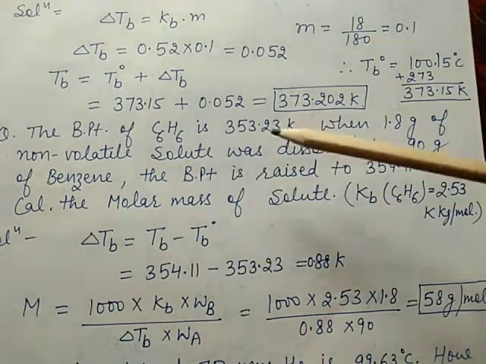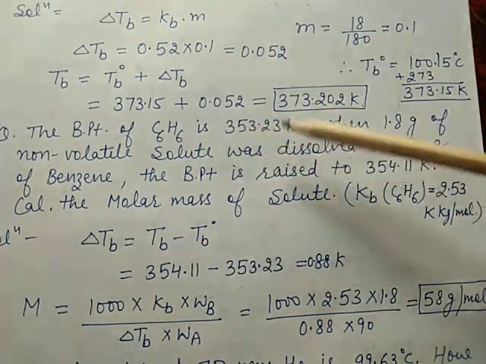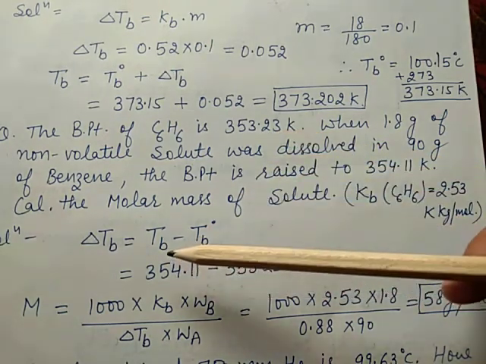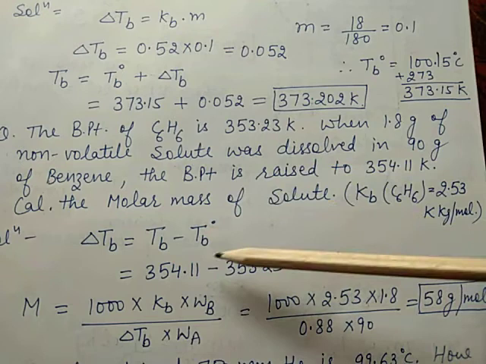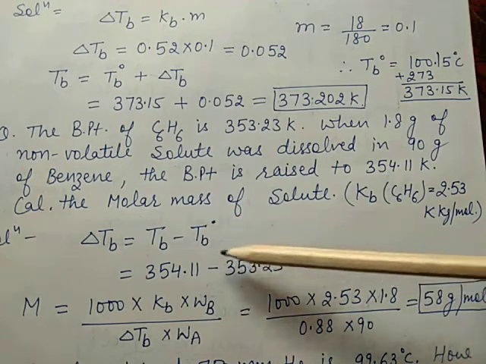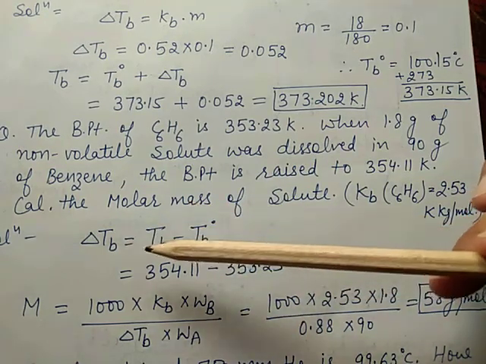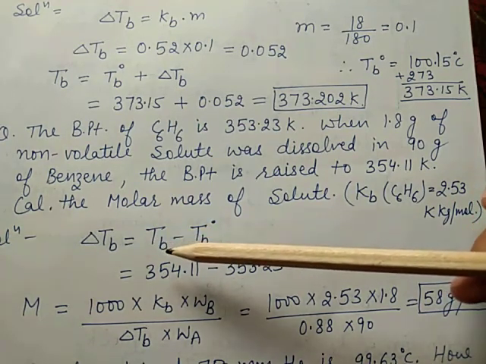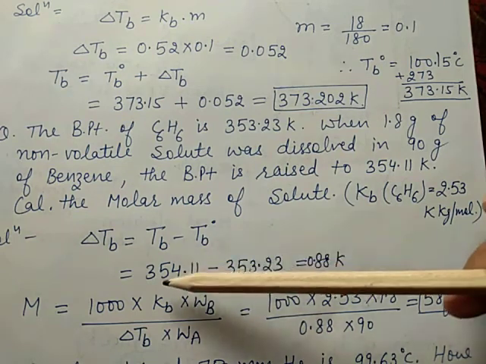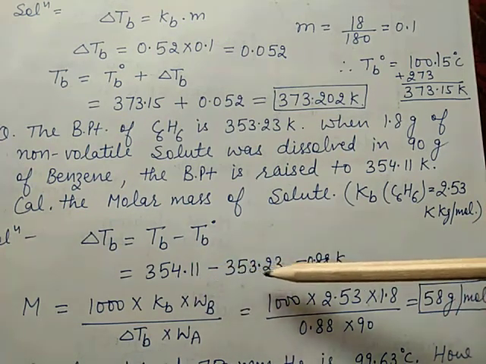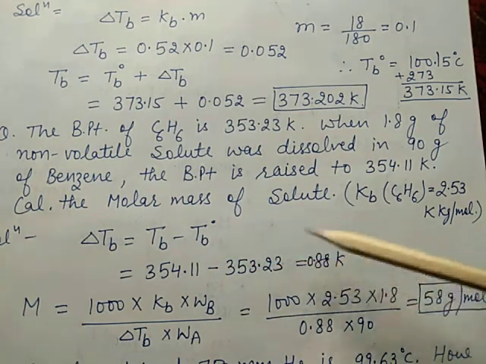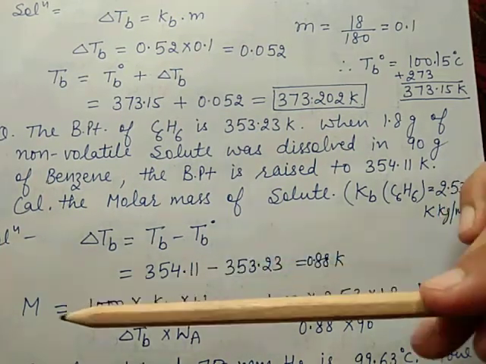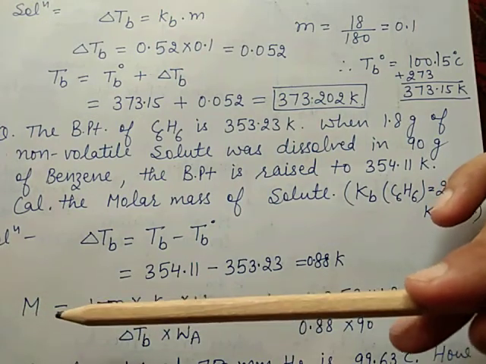Here two temperatures are given: the boiling point of benzene, that is the pure solvent, and that of the solution. Delta Tb is equal to the difference in boiling point of solution minus pure solvent, meaning 354.11 minus 353.23. Elevation in boiling point is 0.88 Kelvin. After that we apply this formula for molar mass of solute.